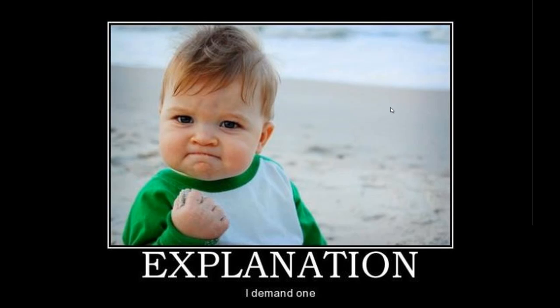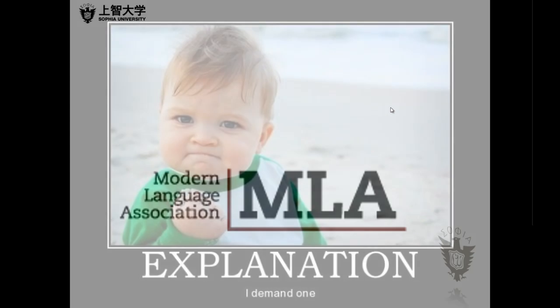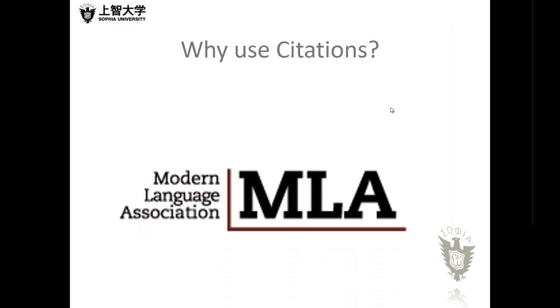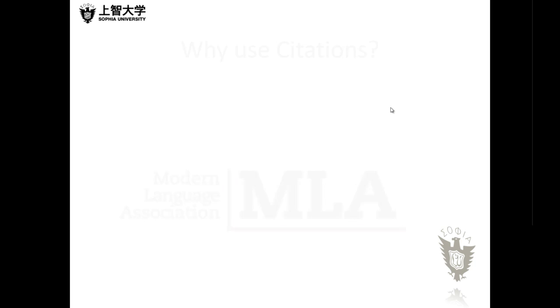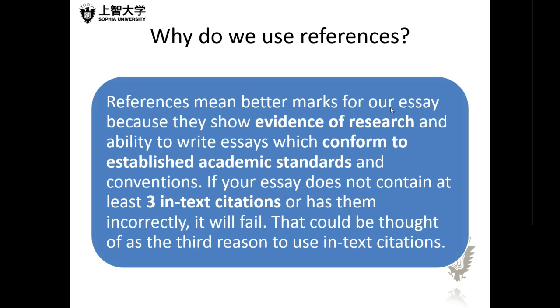Okay, so many people always require more than one explanation about how to write a research essay. It's a difficult thing to write a research essay. So I'd like to start off with why do we do it? Why do we write essays, and why do we have to use the MLA format? Well, basically, references mean better marks for our essay because they show evidence of research and the ability to write essays which conform to established academic standards and conventions.